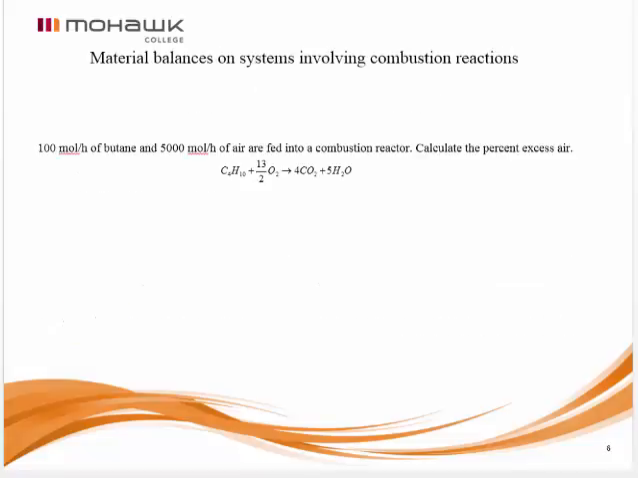In order to understand the combustion process calculations, to be able to go through the mass balance calculations for the combustion process, we will try to solve the 3 following problems in the next video recording. The first problem is: 100 moles per hour of butane and 5000 moles per hour of air are fed into the combustion reactor. Calculate the percent excess of air.